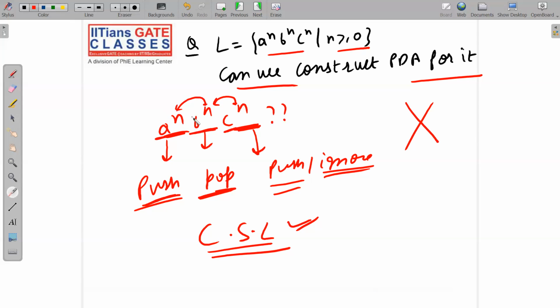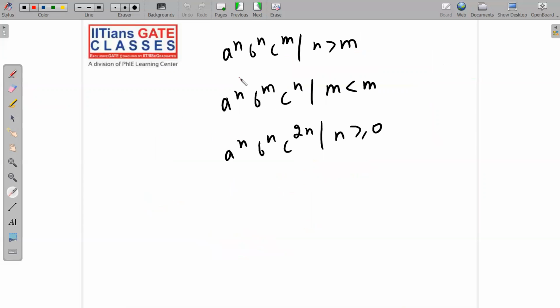Another way of saying it: we have two comparisons. The number of A's and B's should be equal, and the number of B's and C's should be equal. So indirectly we are doing two comparisons. Whatever way you like, you can do it. The main thing is it is not a CFL. It will become CSL. Please note it down. I hope you have noted it down. I'm jumping to the next slide.